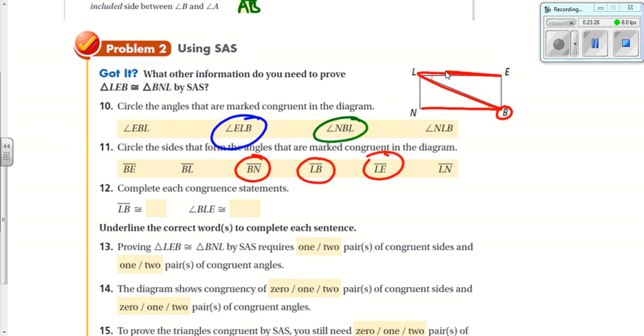All right, so it says complete each congruent statement. Side LB is congruent to what? LB, right here in the middle. It is congruent to itself. So therefore, angle BLE is going to be congruent to what? So we got to be careful of how we're naming them here. So BLE is going to be congruent to LBN.